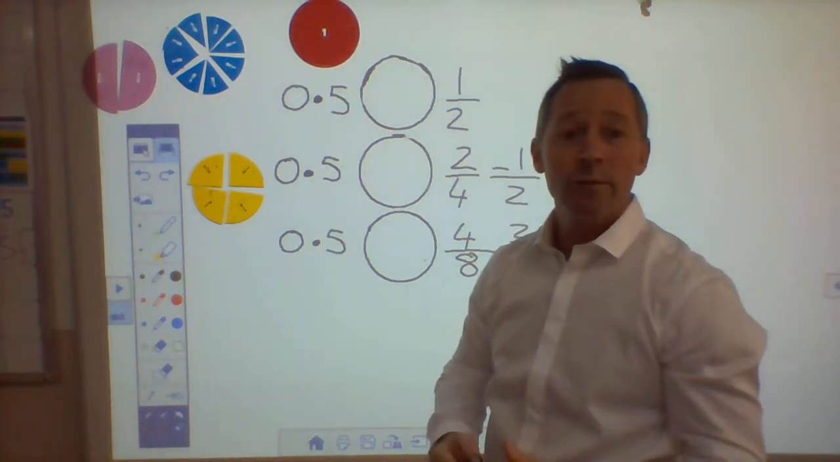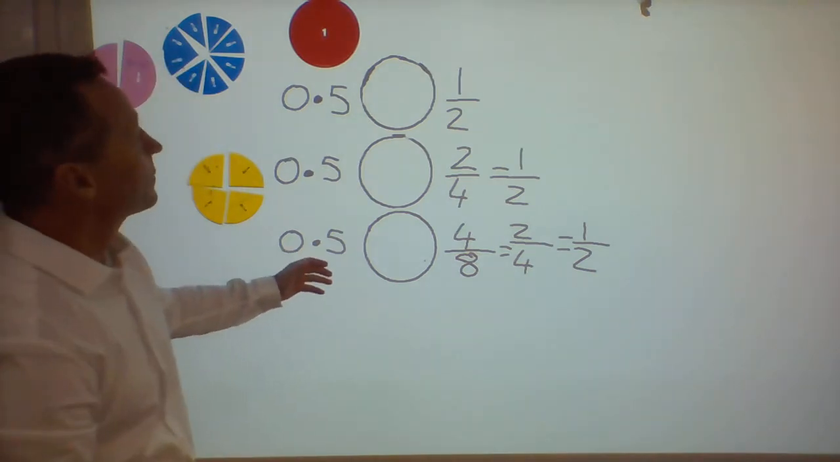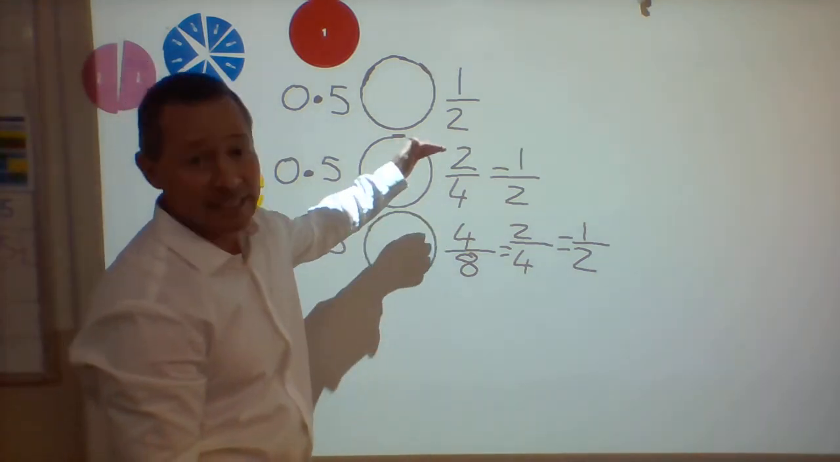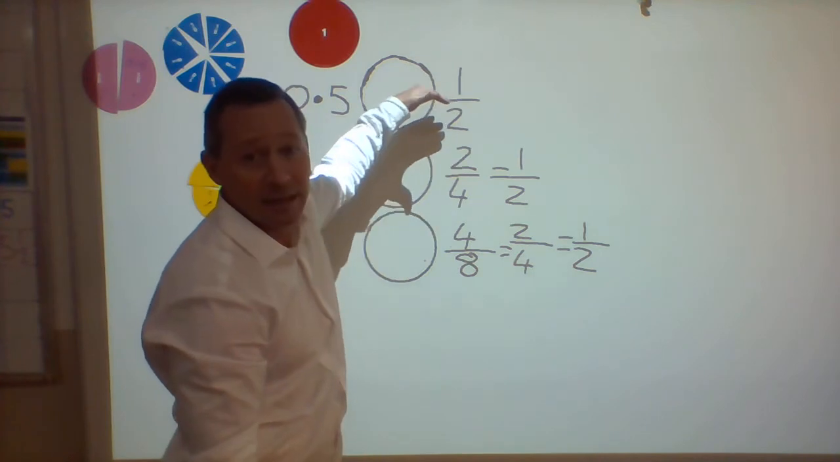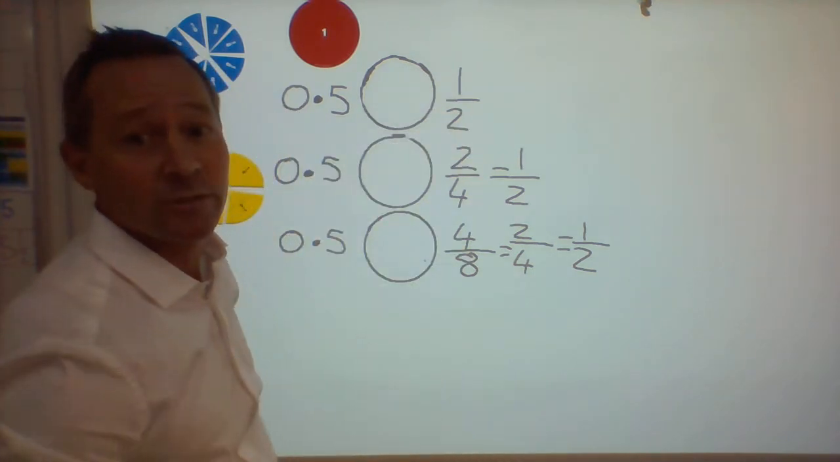Just going to touch on equivalent fractions. So a fraction is where you have a numerator and a denominator, and the line in between is known as the vinculum. It separates them into two different groups.